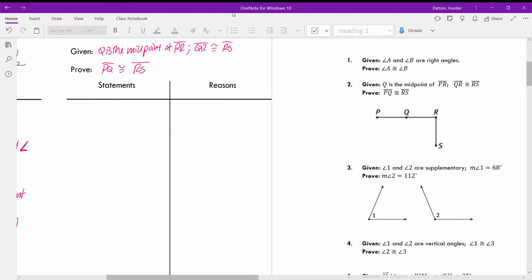So if we look at our picture, we know that Q is the midpoint of PR, so it's right in the middle of PR right here. We know that QR and RS are congruent. We want to show that PQ and RS are congruent. So basically we want to show that this and this are congruent. So let's write down our first given. I'll use that first. Q is the midpoint of PR. That'll be my first statement.